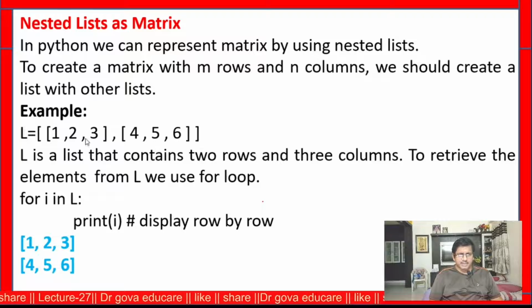Now this is a 2 by 3 matrix, that is 2 rows, 3 columns. Now the L represents a matrix of order 2 by 3. Observe here, L is a list that contains 2 rows and 3 columns. Now I want to retrieve the elements of the L. I want to display first 1, 2, 3. Next 4, 5, 6. I am using the for loop.